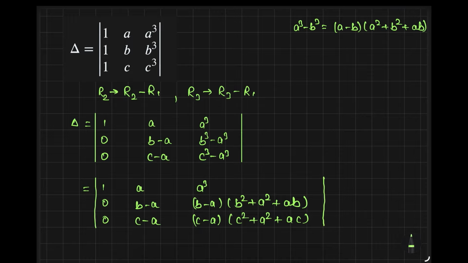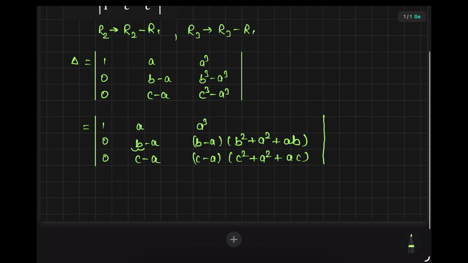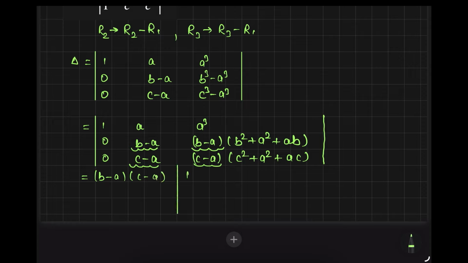Now it's time to take something common. If you observe, you have b minus a common from row number 2 and c minus a common from row number 3. Let's take those things common. So it is b minus a, c minus a, and we are left with 1 0 0, a 1 1, a cube, and then b square plus a square plus ab, c square plus a square plus ac.